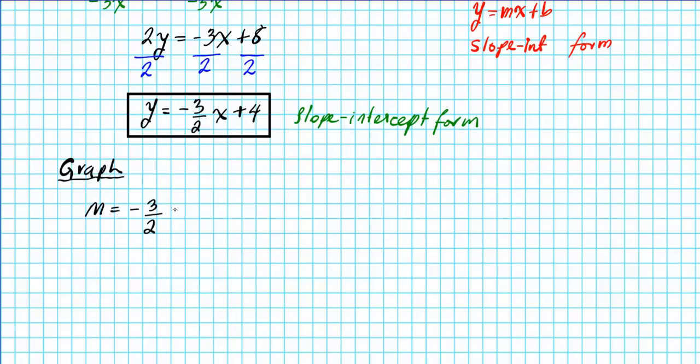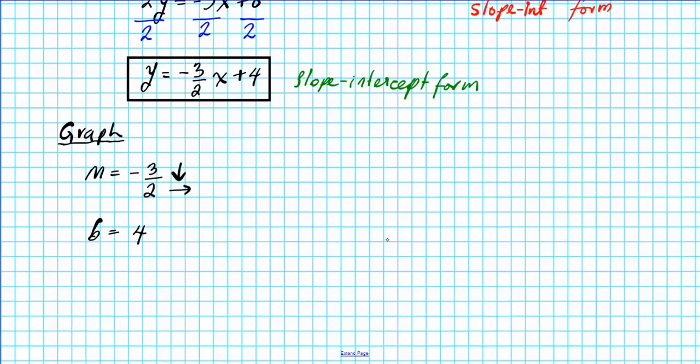What does that mean? We are going to have a negative rise or a fall of 3 units, and we're going to run 2 units. All right, where are we starting from? The b is 4, or your y-intercept. So let's go ahead and graph that. So let's see, positive 4. It's pretty high up, so let's move it lower.